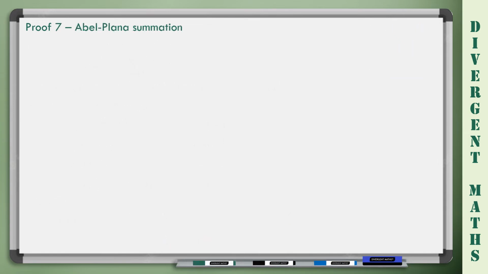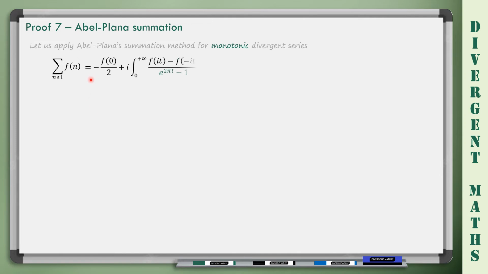Proof number 7. Abel-Plana summation. So let us apply Abel-Plana's summation method for monotonic divergent series. Here it is. So the sum from n equal 1 of f of n starts like Ramanujan's formula, negative 1/2 of f evaluated at 0, but then it is followed by a complex integral. So plus i, being the square root of negative 1, of the integral from 0 to plus infinity of f of it minus f of negative it over e to the 2 pi t minus 1 dt.